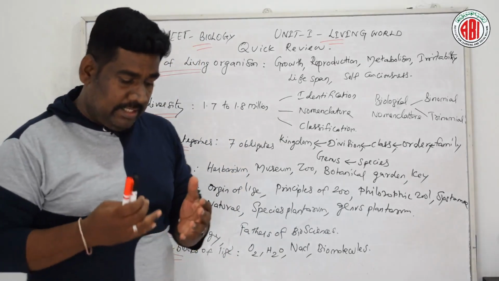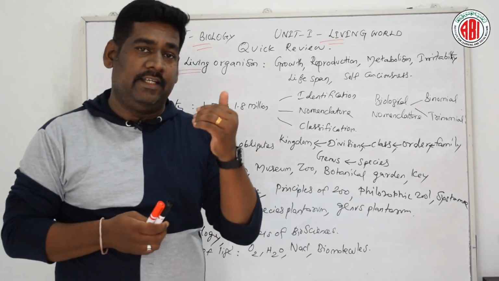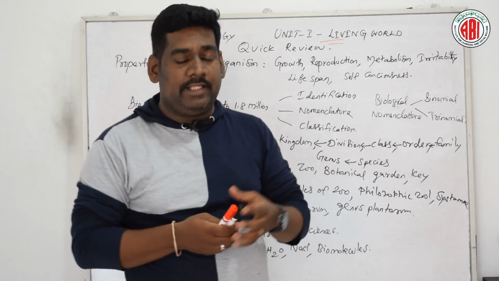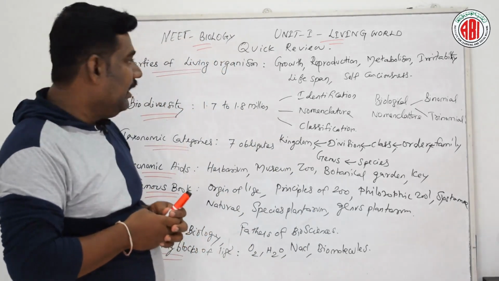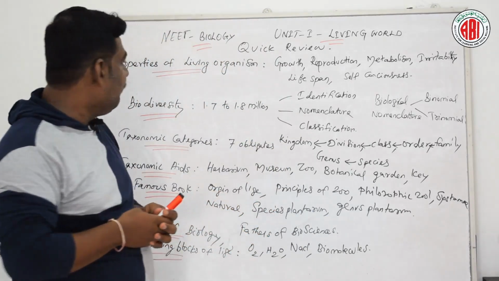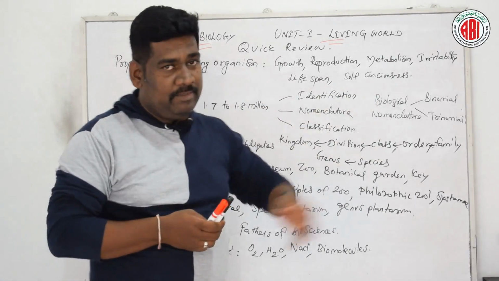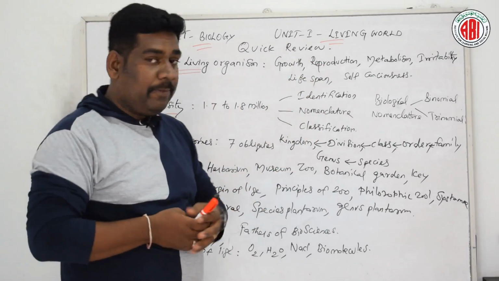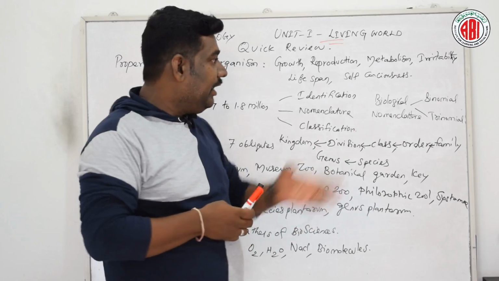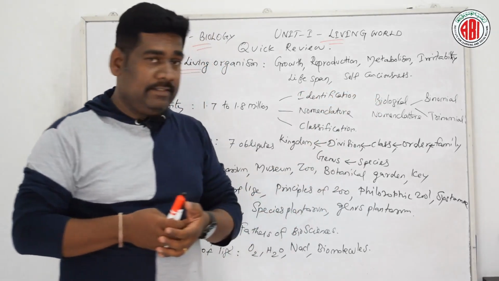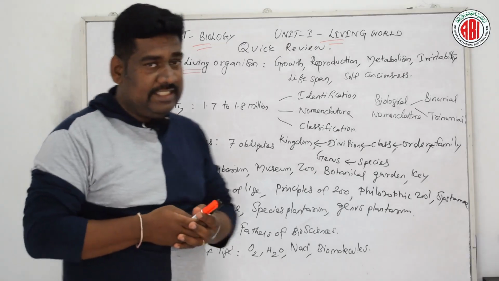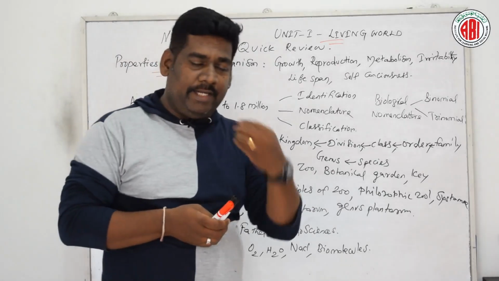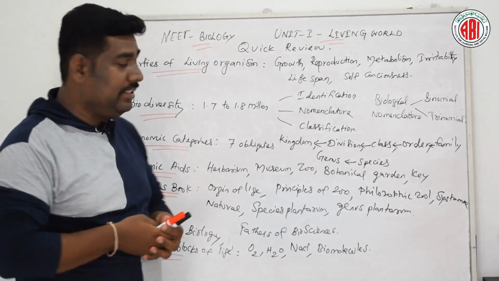Properties are nothing but the essential characteristic features of a living organism that distinguish it from a non-living organism. Let us see what these properties of living organisms are. Here are a few examples I have mentioned: growth or development, reproduction, metabolism, heritability, lifespan, duration of life, then self-consciousness. But there are many properties of living organisms.